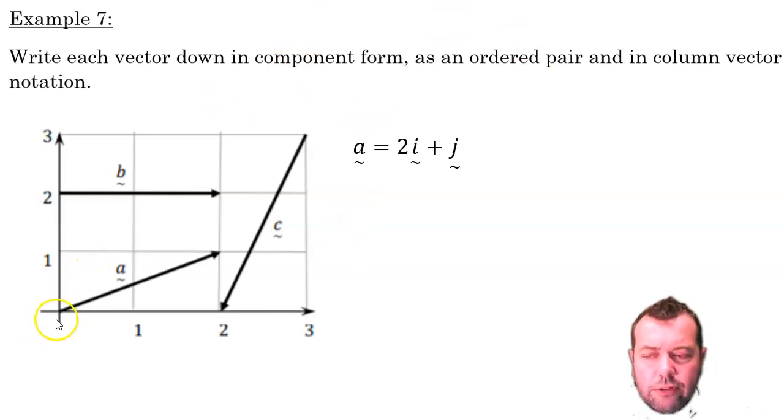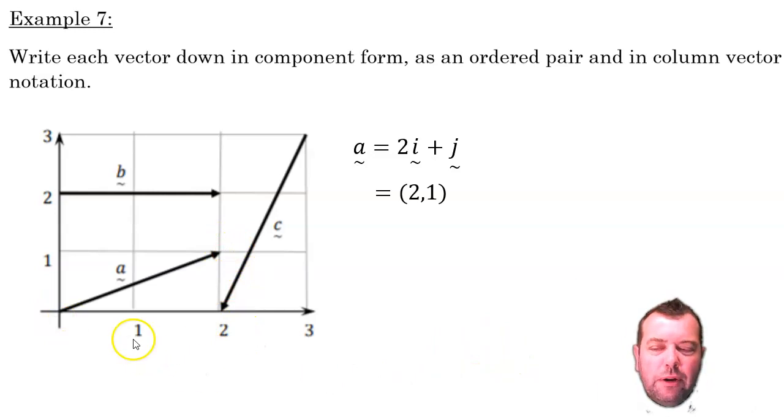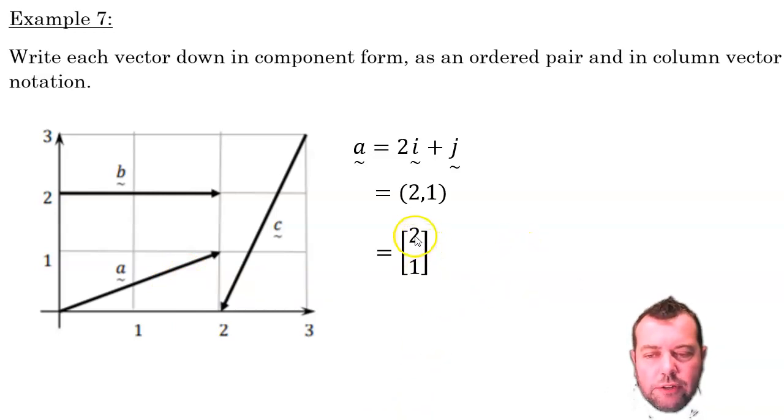So here we go. A goes across 2 and up 1. So in component form that's 2i, that's across 2, and up 1, so plus 1j. I can leave the 1 out. Okay, so there we go. A is 2i plus j in component form. As an ordered pair it is, of course, (2, 1). And as a column vector, right, 2 over 1.